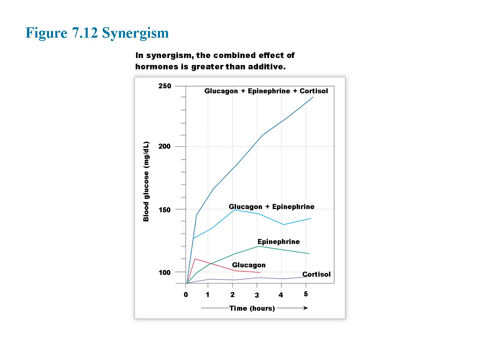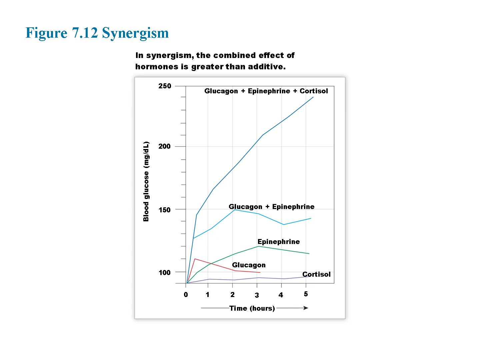Synergism occurs when the combined effect of hormones is greater than the sum of their individual effects. On the graph, the y-axis represents blood glucose levels in milligrams per deciliter, while the x-axis shows time in hours. Individually, glucagon, epinephrine, and cortisol each cause a slight increase in blood glucose levels. However, when glucagon and epinephrine are combined, the increase is significantly higher. Most notably, when glucagon, epinephrine, and cortisol are combined, blood glucose levels rise dramatically, surpassing the effects of any hormone alone or even two combined.